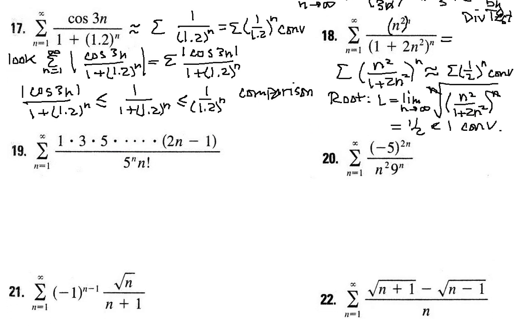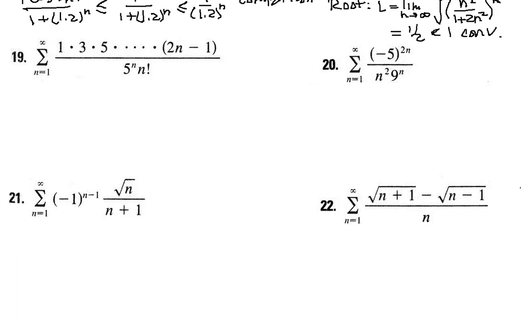Alright, let's move this on down. Ooh, we're getting to some interesting stuff. Let's see, 1 times 3 times 5 all the way up to 2n minus 1, which is some odd number. And then on the bottom we've got a 5 to the n and an n factorial. Okay, an n factorial is 1 times 2 times 3 times all the way up to n. And this goes up to 2n minus 1.